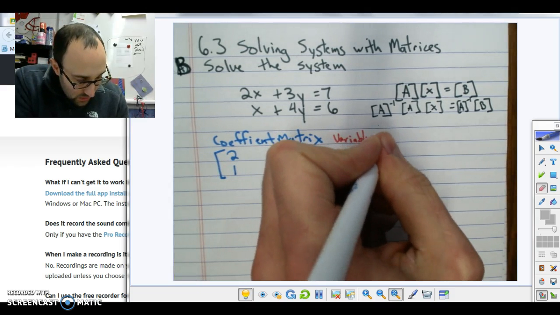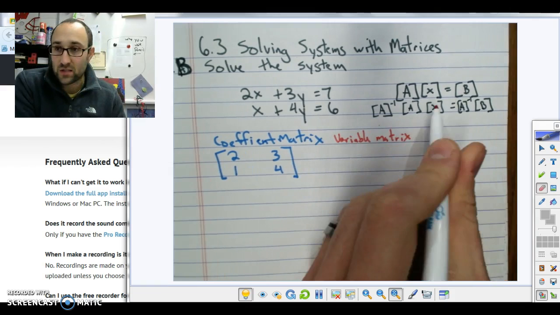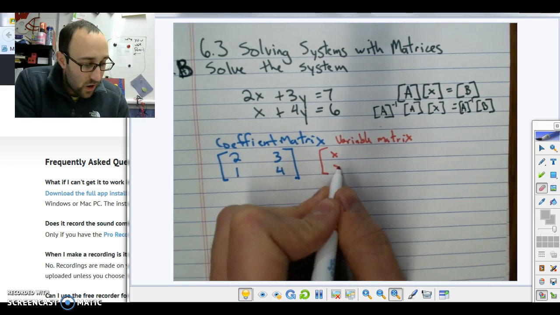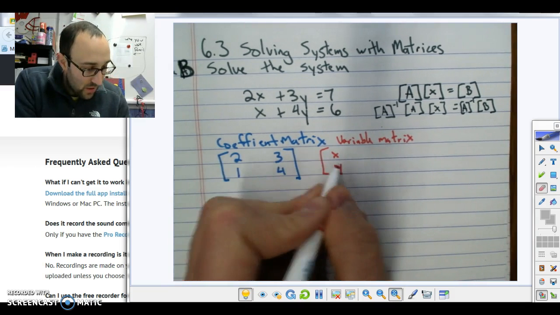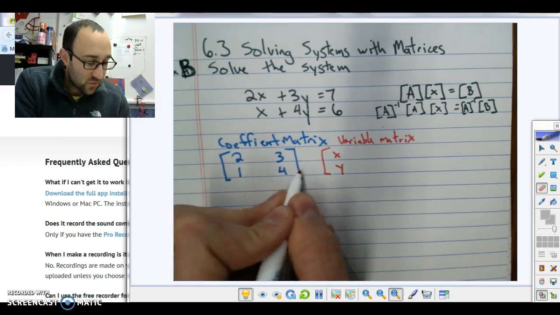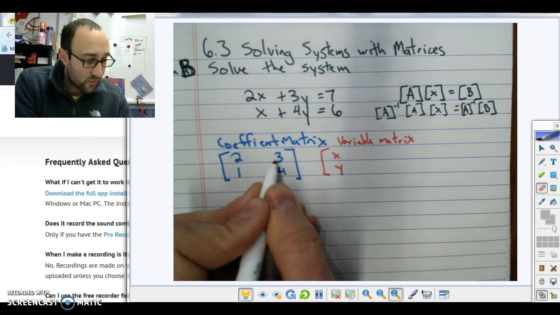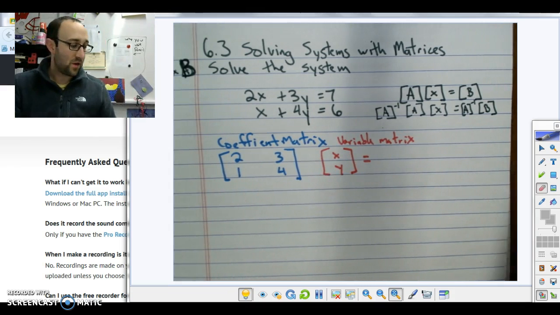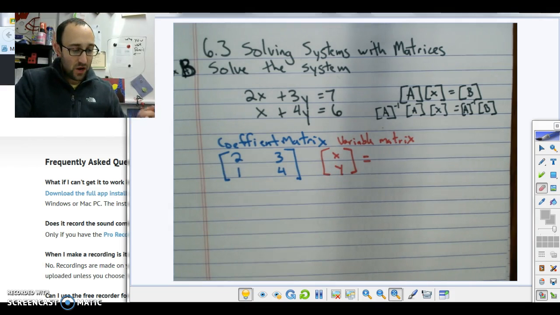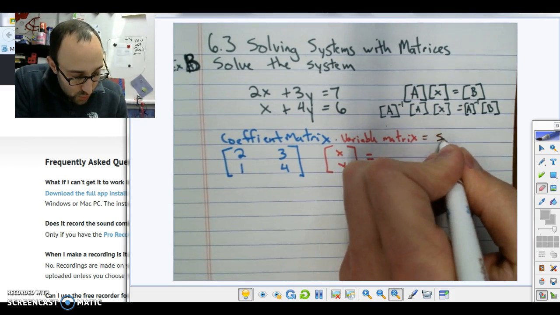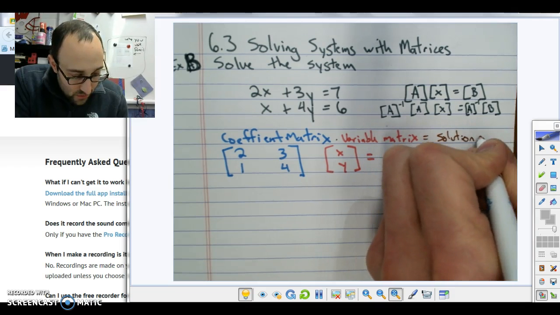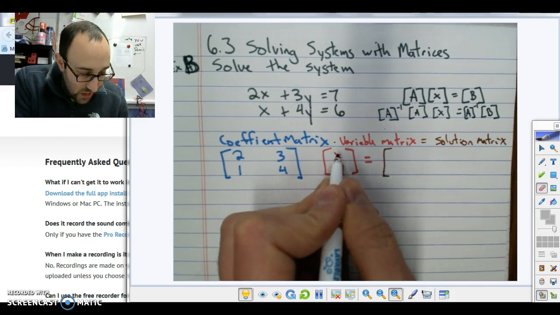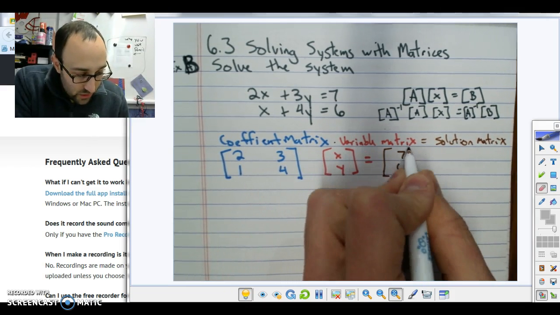Variable matrix. And that is the x right here, and we know these numbers are the x, these numbers are the y, so that if I do row times column, I'm doing x, y, x, y. So it's going to be 2x and 3y, which makes sense, so I did it correctly. And then it's going to equal my solution matrix. Let's do that in brown. So we multiply those together, equals solution matrix. And since x and y are vertical, this is going to be vertical 7, 6.